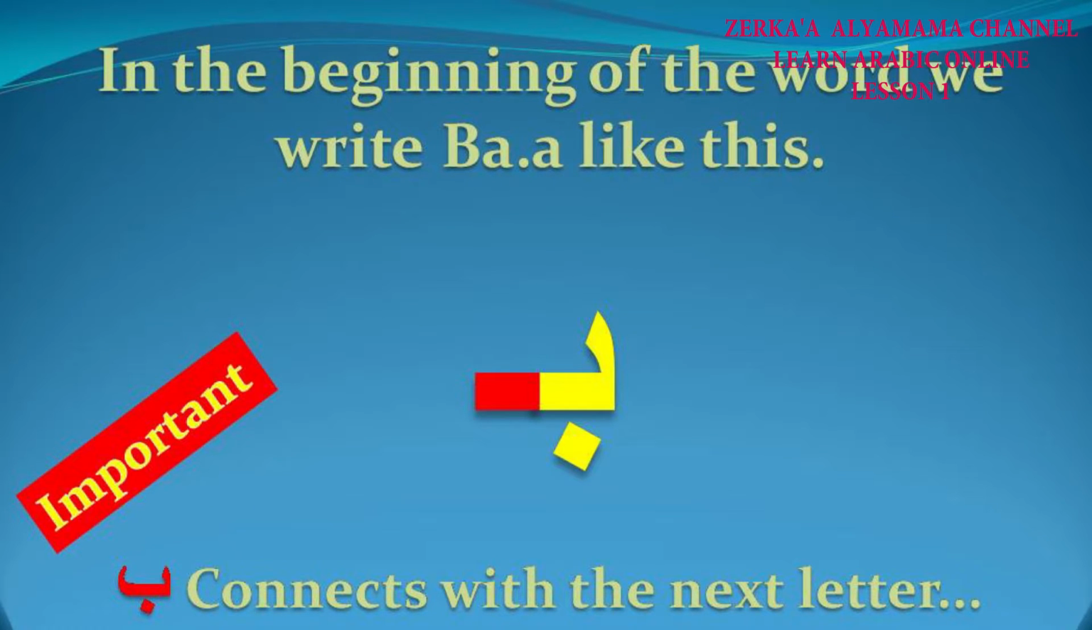When ba is in the beginning of the word, we write it like this. It has a connection tool on the left side. It means that it connects with the letter on the left side. It connects with the letter next to it. Ba connects with the next letter.